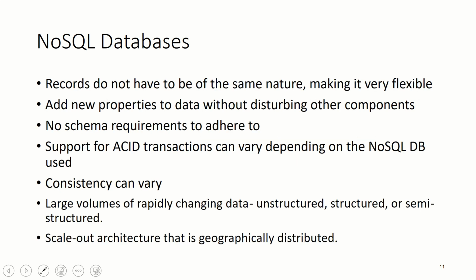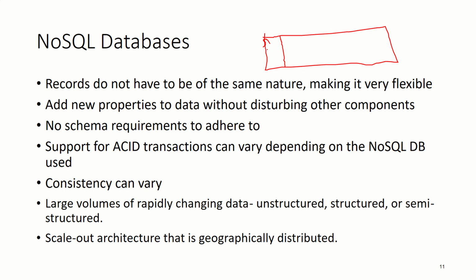Now comes a little bit more about NoSQL databases, right? When you look at the records, they don't have to be of the same nature. Say in the case of a relational database, you have student ID, and you have rows and columns, say student ID and something like name. Each and every record will be following the same format, right? But in the case of NoSQL databases, it is not so.